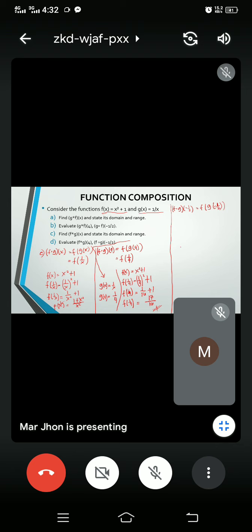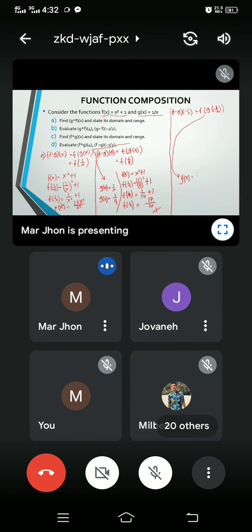So, your g, for this one. We have the g of x equation, which is given as 1 over x. So g of negative 1 half is equal to 1 over negative 1 half. If we divide, g of negative 1 half is equal to 1 times the inverse, negative 2. So it is equal to negative 2.